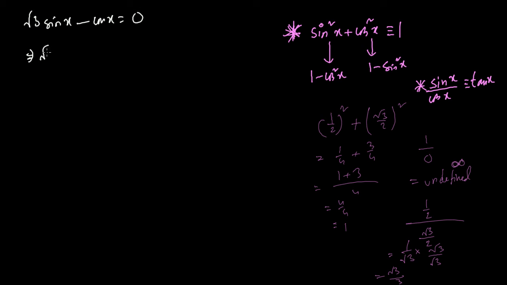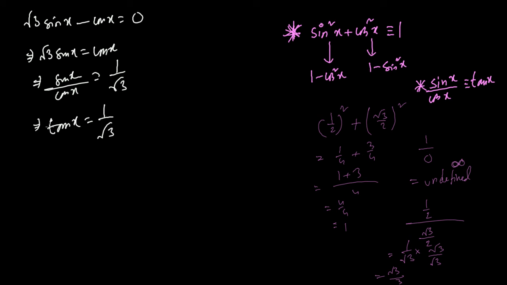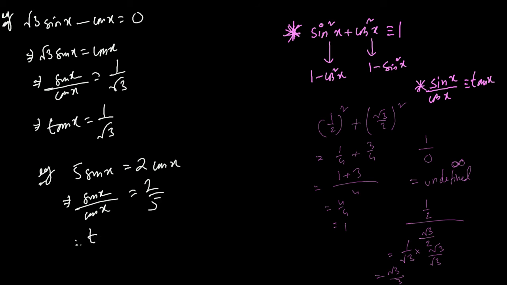So what you have to do is root 3 sine x equals cos x. So we can write sine x by cos x equals 1 by root 3. So sine x by cos x can be written as tan x equals 1 by root 3, and then you can solve this. So this is one example. Another example could be 5 sine x equals 2 cos x. So again we can write sine x divided by cos x equals 2 by 5, therefore tan x equals 2 by 5, and then this can be solved.